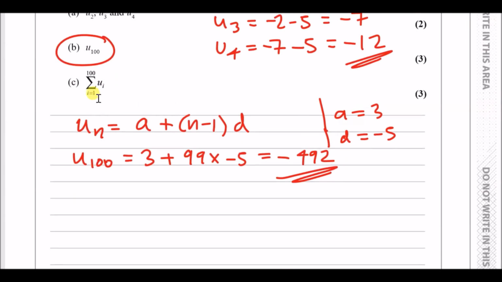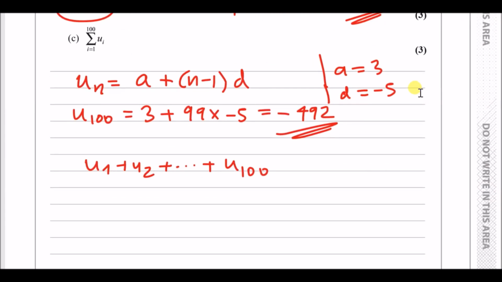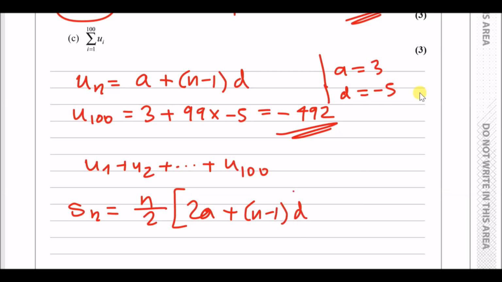Now the last one is part C. They want us to find the sum. That notation means sum from the first term all the way to 100. So essentially, you're trying to find the value of u1 plus u2 plus ... all the way up to u100. Now to do this, you could just use the summation formula, because in the arithmetic series we know about the Sn rule, where Sn equals n over 2 times 2a plus n minus 1 times your common difference d.